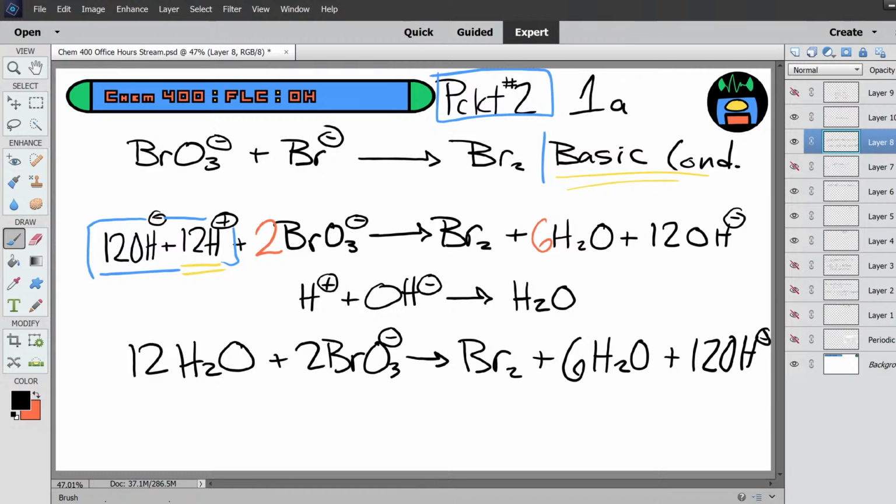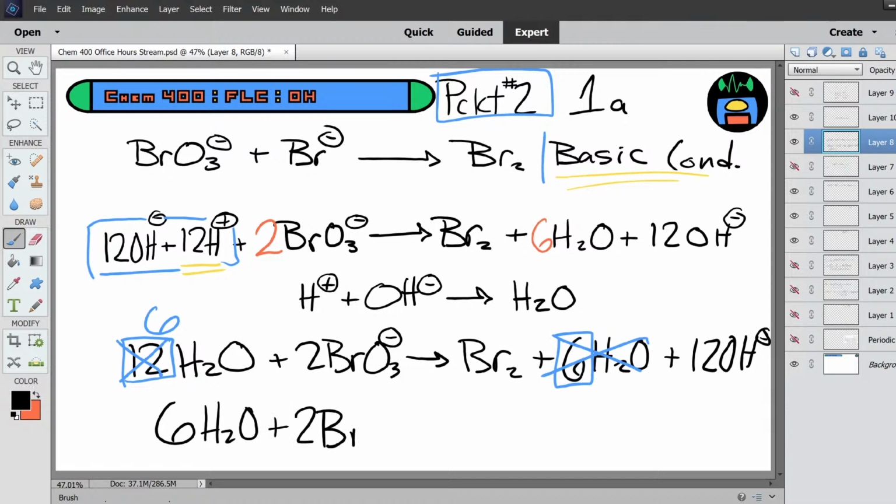I'm going to do one additional thing. You may notice that we have 6 water molecules on the product side and 12 water molecules on the reactant side. I'm going to go ahead and cancel. So our bromate half reaction with balanced atoms will be 6 H2O molecules plus 2 bromate ions producing 1 bromine molecule and 12 hydroxide ions. That's our balanced atom situation.